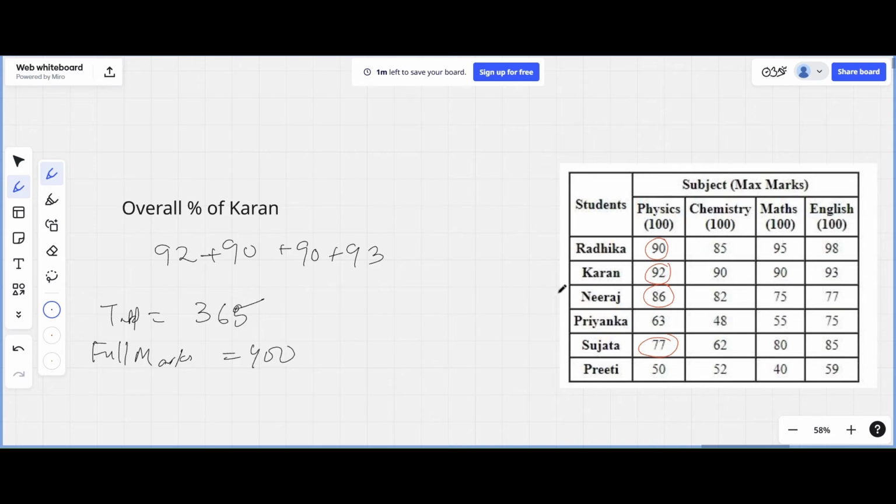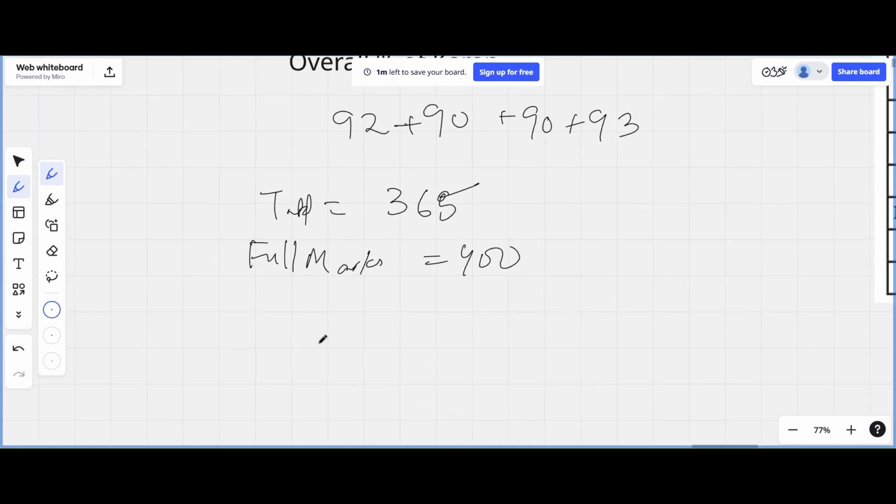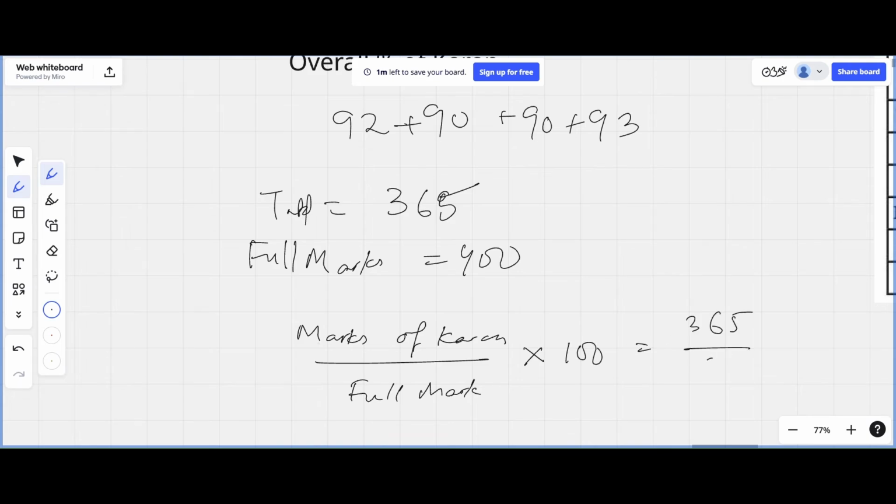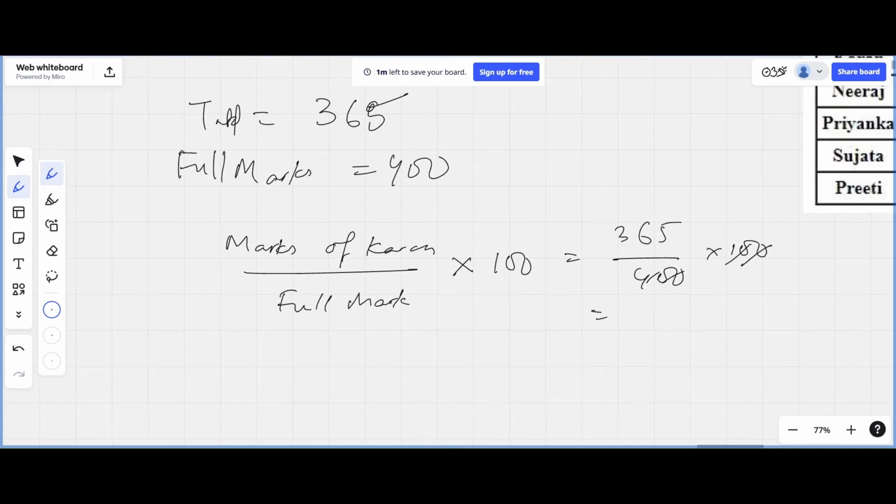So how do you find the percentage? It's so easy. In order to find the percentage, you write marks of Current divided by full mark, multiplied by 100. It's the same way you find your percentage in class 10. So 365 divided by 400 multiplied by 100. 365 divided by 4 is 91.25%. That's it. It's so easy, right?